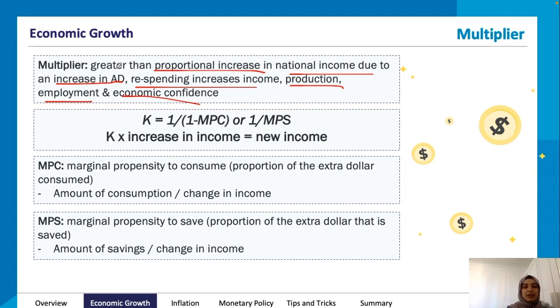So if you want to figure out the new income, which is often what you're asked in HSC questions, you then want to get your multiplier, which you've calculated by either one of these, and you want to times it by the increase in income to get your new income. Okay? So MPC is your marginal propensity to consume, or the proportion of your extra money, so every extra dollar consumed. So amount of consumption divided by change in income is how you get your MPC. MPS is the marginal propensity to save, so the actual proportion of the extra dollar that is saved. So amount of savings divided by the change in income. So one is related to spending, one is related to saving.